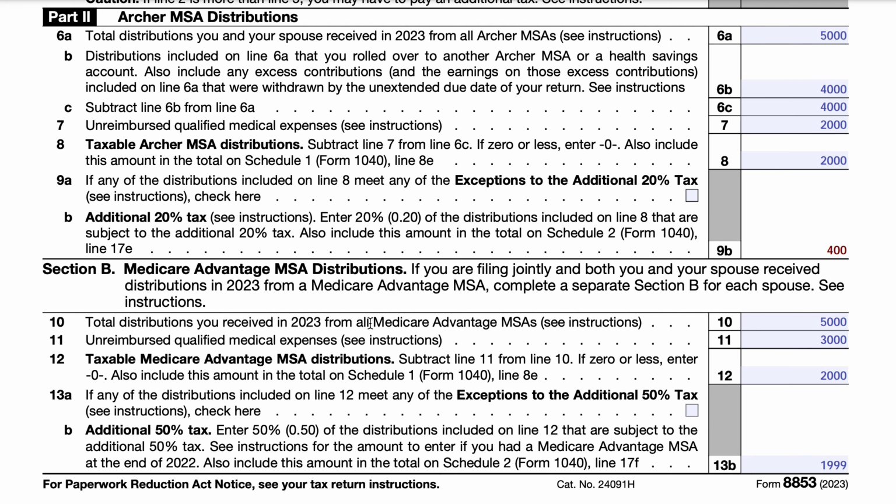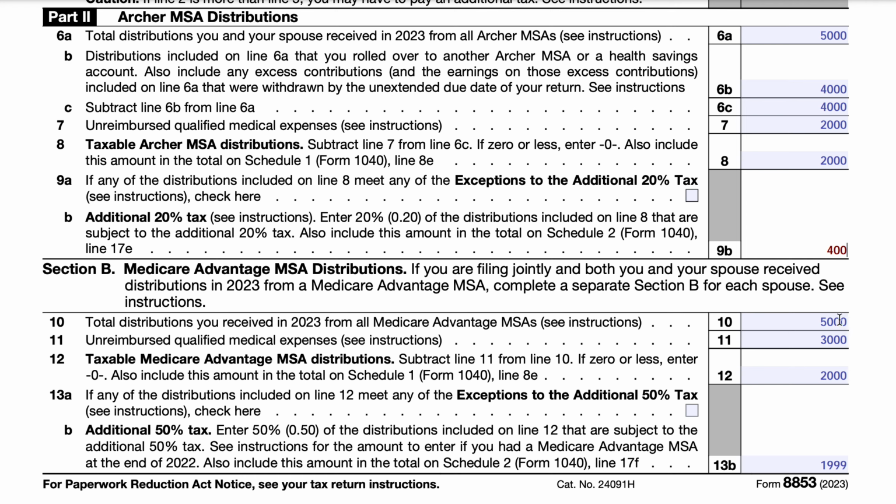So Section B looks very similar, except it's for Medicare Advantage MSAs. So if you don't have a Medicare Advantage MSA, you can completely skip this. If you are filing a joint return and both spouses receive distributions from separate MSA or from a Medicare Advantage MSA, you would need to complete Section B separately for each spouse. So let's kind of walk through this again.